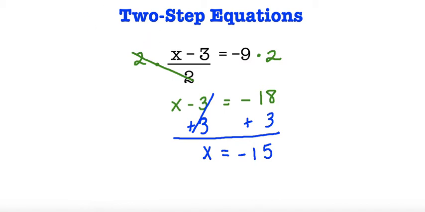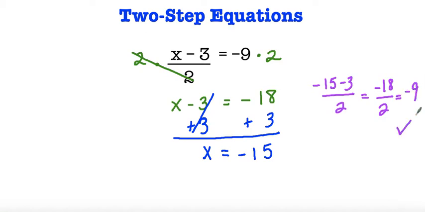And then if I want to go back and check, all I have to do is substitute x for negative 15. So (negative 15 minus 3) divided by 2. Negative 15 minus 3 is negative 18. Divided by 2 equals negative 9, and that's true. So x is equal to negative 15.